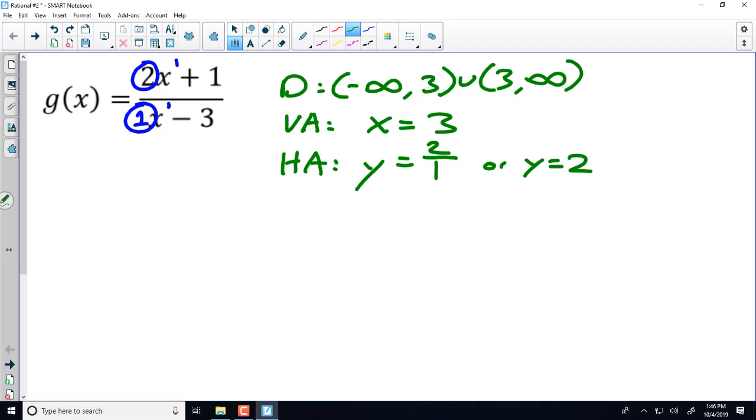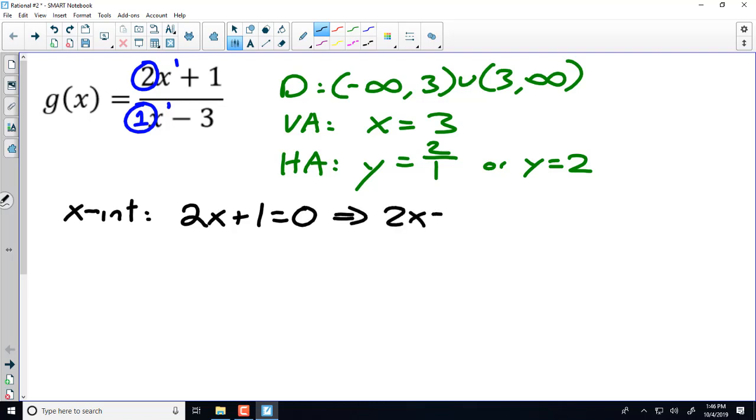All right, x-intercepts. How do we find x-intercepts? To find an x-intercept, you set just the top equal to 0. 2x plus 1 equals 0, or 2x equals -1, or x equals -1/2. So we do have one x-intercept, and it's (-1/2, 0).